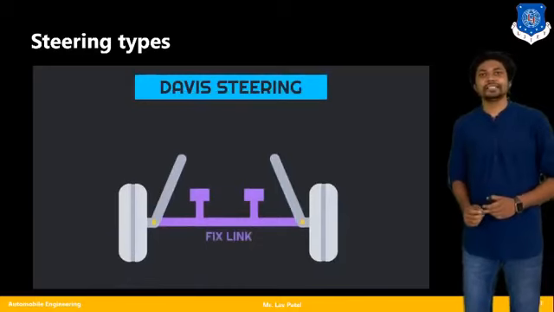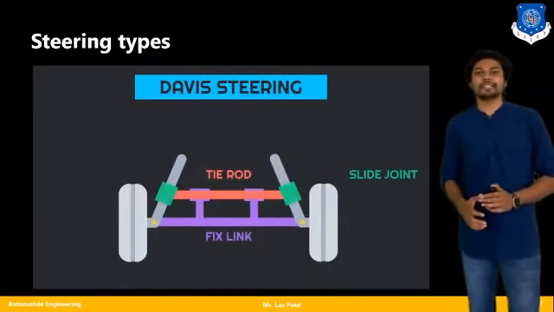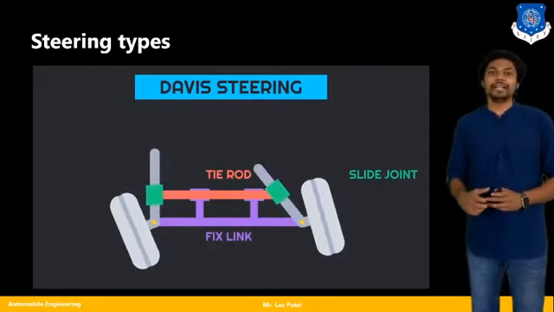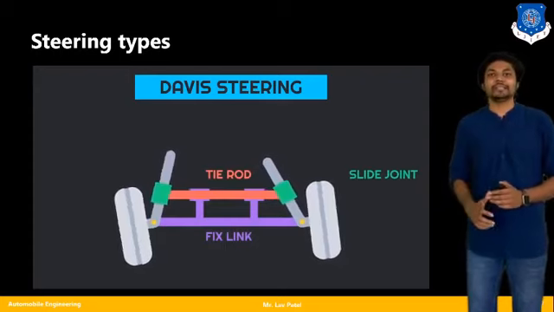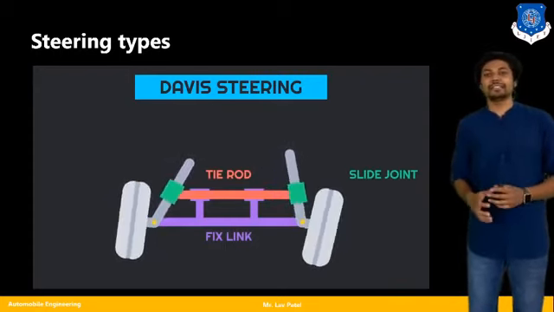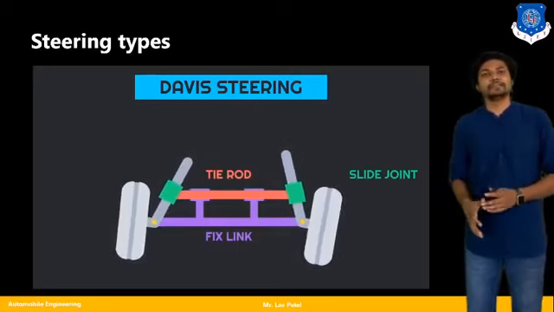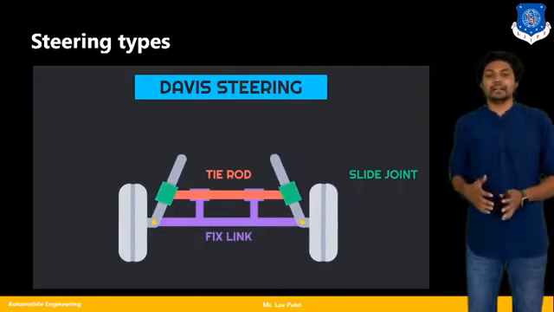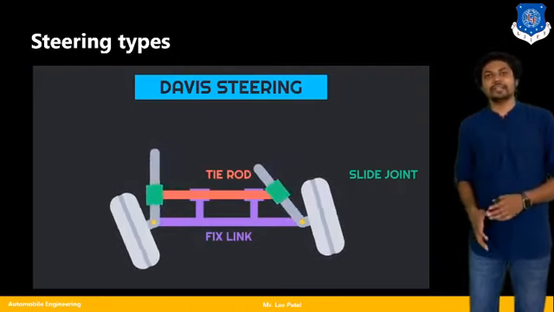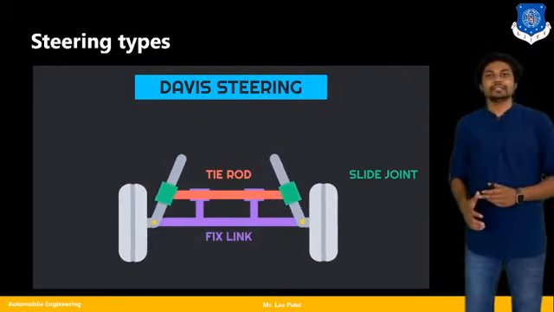The third one is my Davis steering. That is a very complicated type of steering system in which you will find a tie rod and a fixed link as well, while a slide joint has been placed. With the help of that slide joint, my inner wheels and outer wheels react differently. For the inner wheels the angle must be higher, while for the outer wheels the angle must be very low at that point. So this is my Davis steering system.